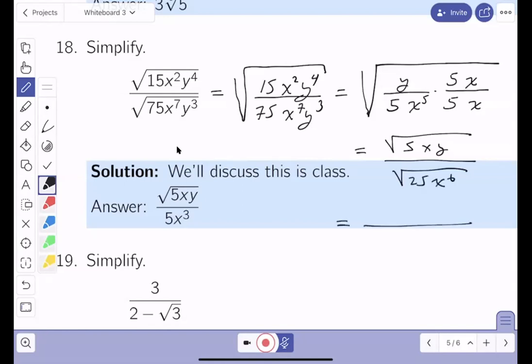Well, I can definitely do the bottom, right? What's the root of 25? 5. What's the root of x⁶? x³.